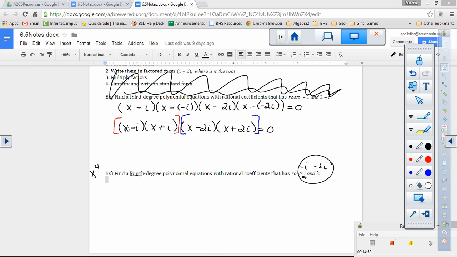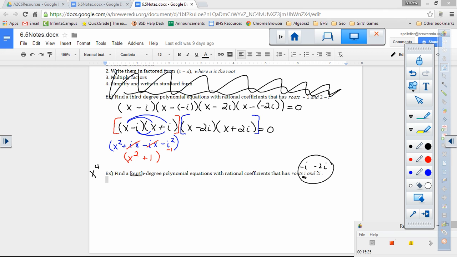Again, we're FOILing. So we're going to do x times x and get x squared. And then x times i gives me ix, negative ix, and negative i squared. Okay? So you can see right now that these ix's will cancel, and that this is a negative 1 times a negative 1. So this becomes x squared plus 1. That's what that boils down to.